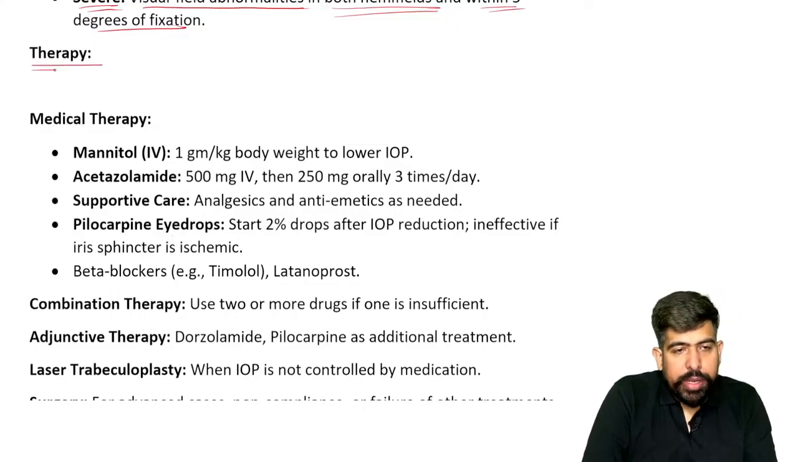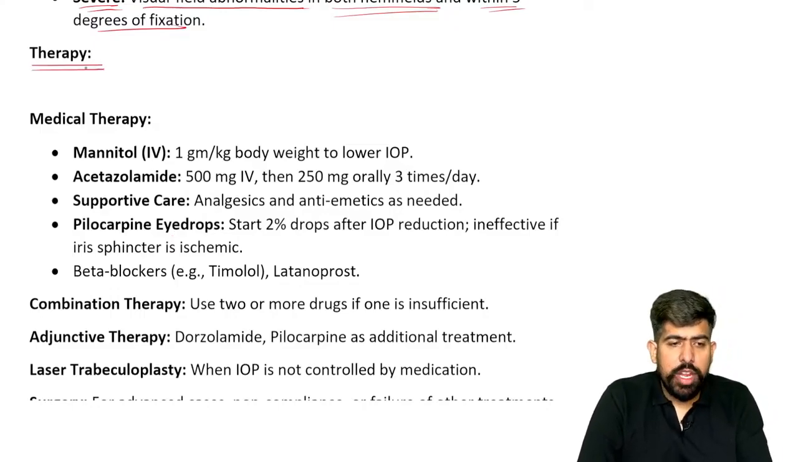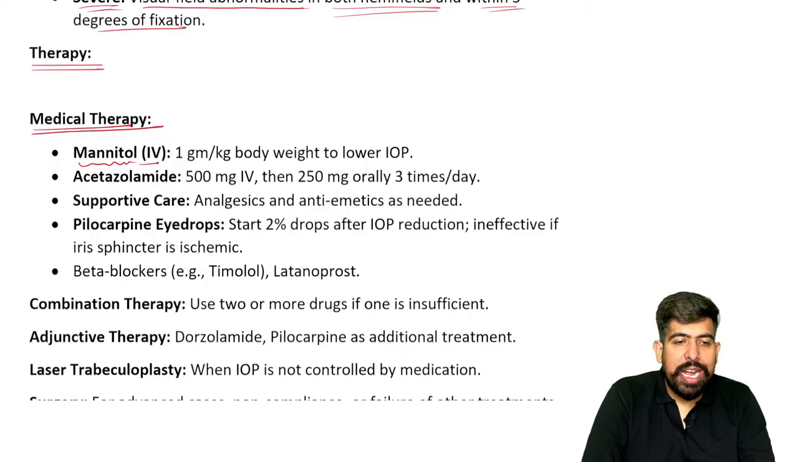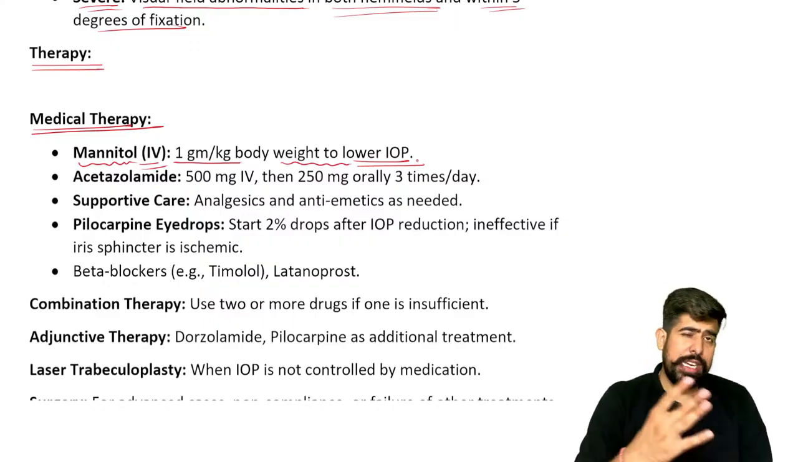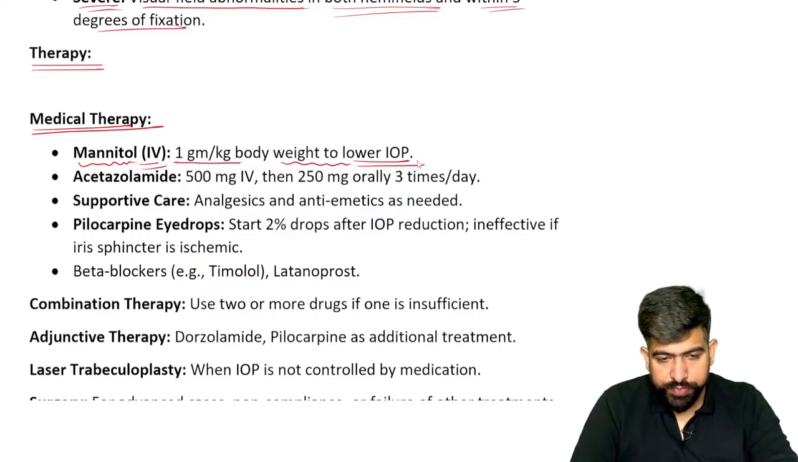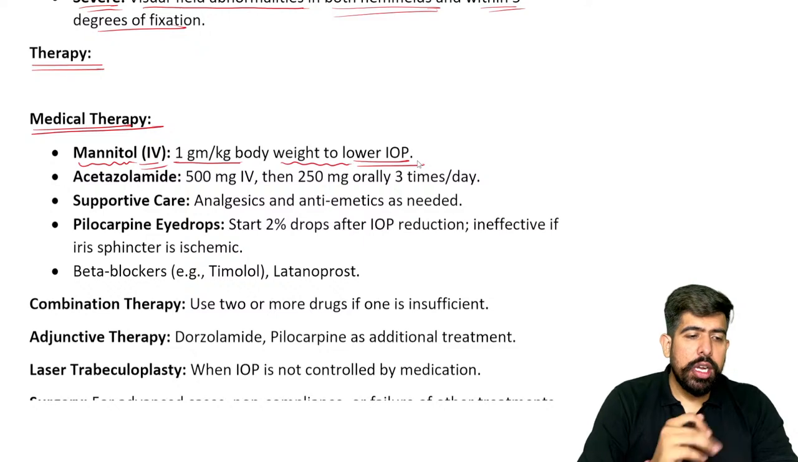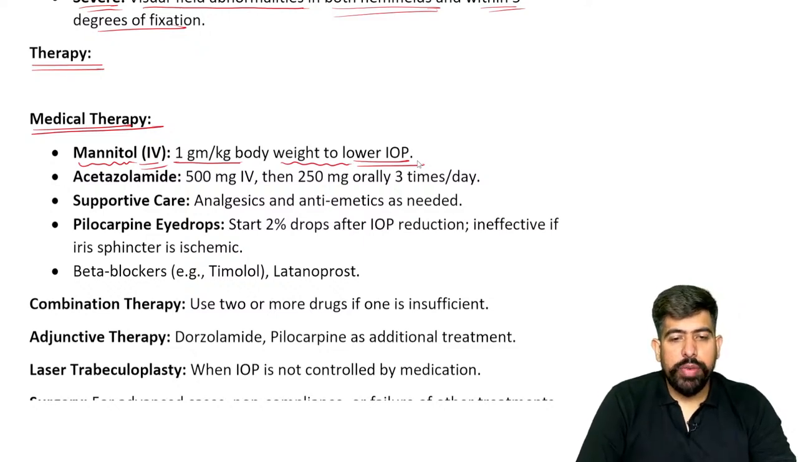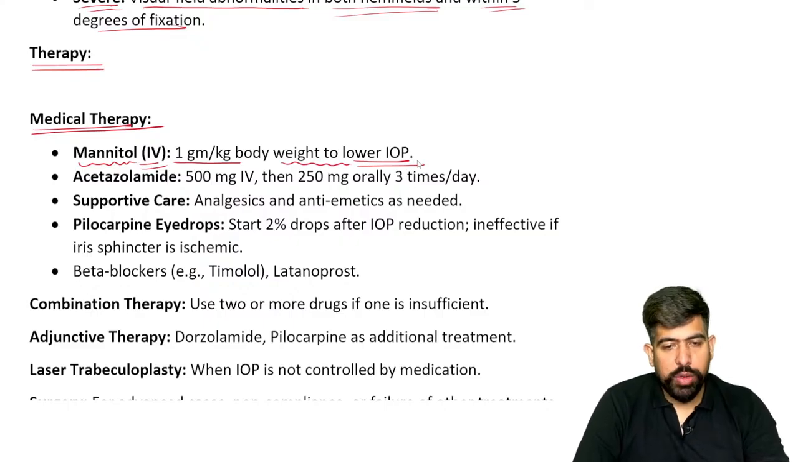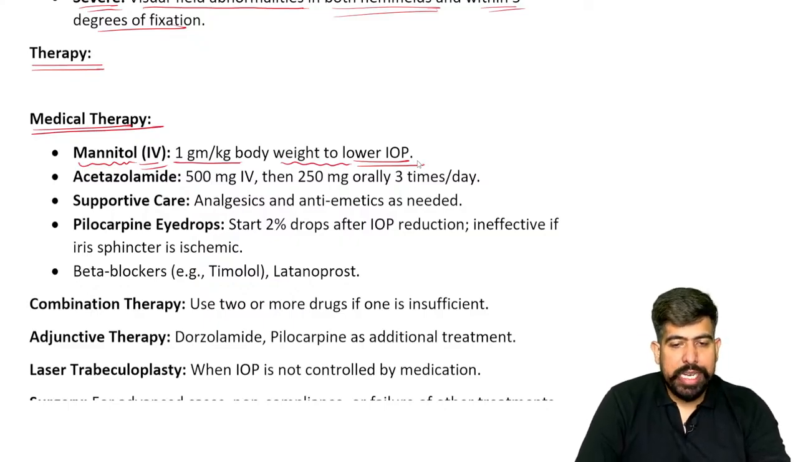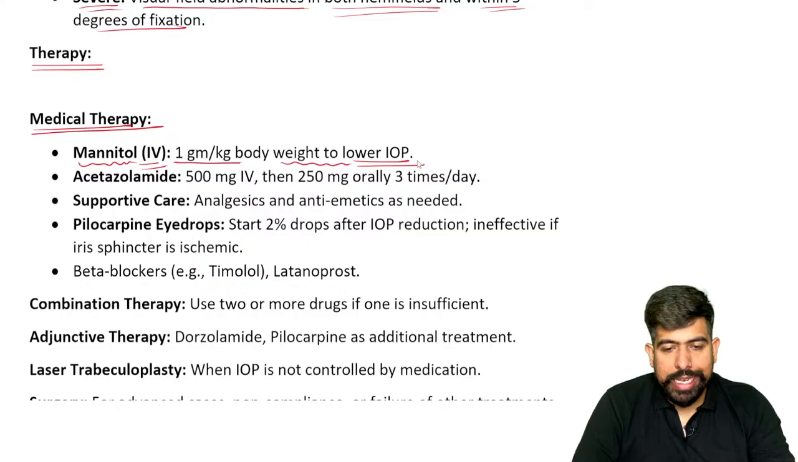What kind of therapy should be given in this? Please remember about it. We can use the medical therapy, and in the medical therapy we can give mannitol IV, which is 1 gram per kg body weight to lower the IOP, where the intraocular pressure is increased. So first of all, we have to lower your intraocular pressure, or we can say we have to decrease the intraocular pressure.